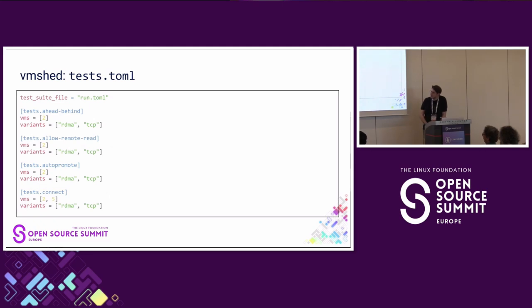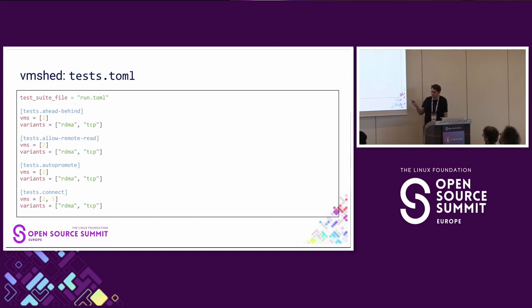The other file is tests.toml, which supplies your tests, right? So that's basically just scripts to run. This is an excerpt of the DRBD test suite. And what you can do there is you just supply the name of the test, which should match the script name, and the amount of VMs that it should run against. So in most cases, it's two or three VMs for DRBD, but here for the connect test, we have between two and five VMs, so it will run all permutations of that.